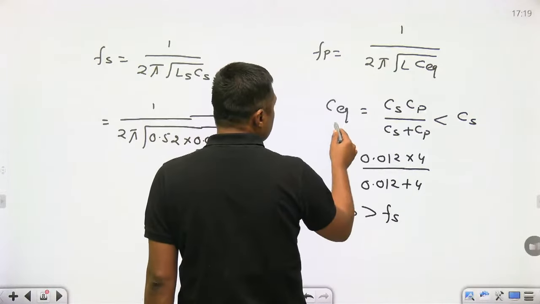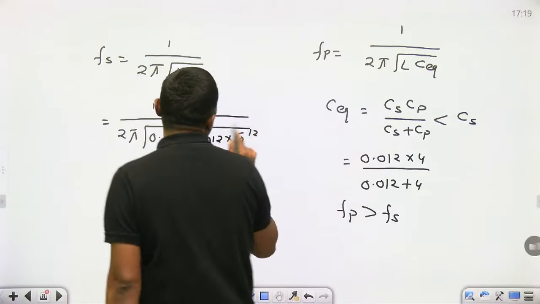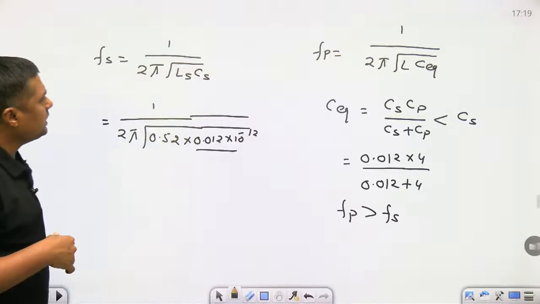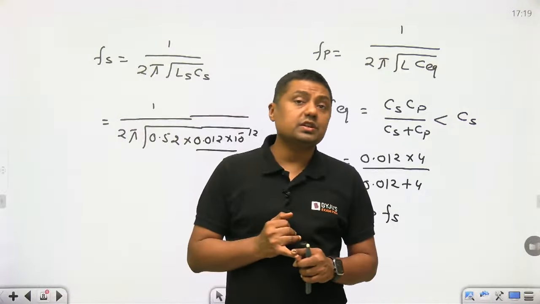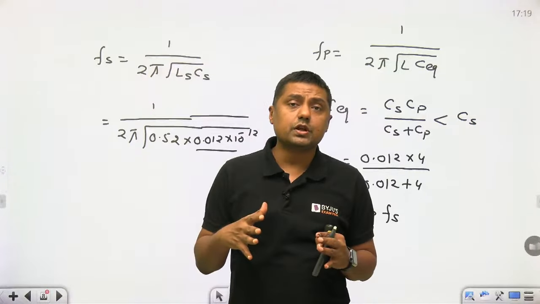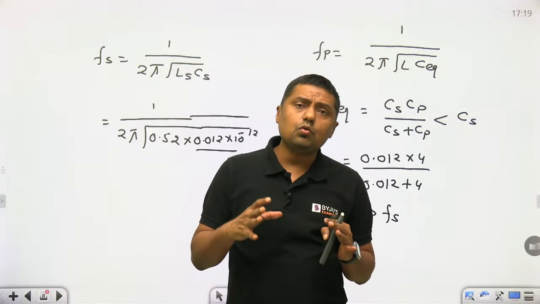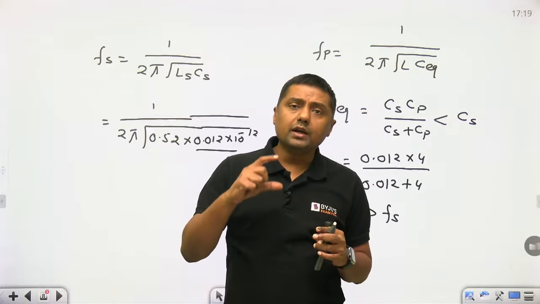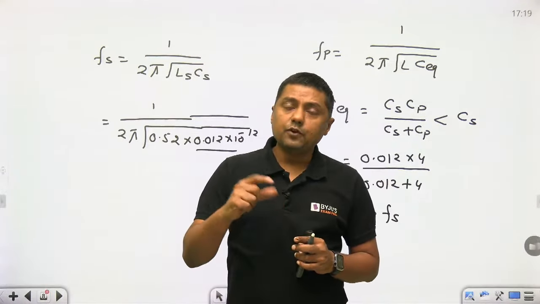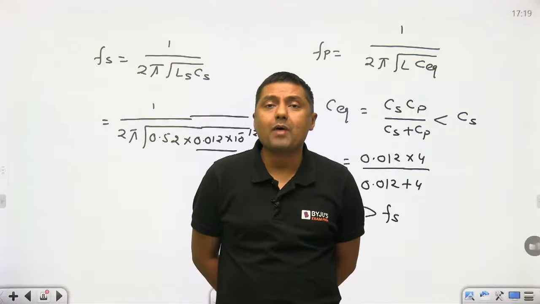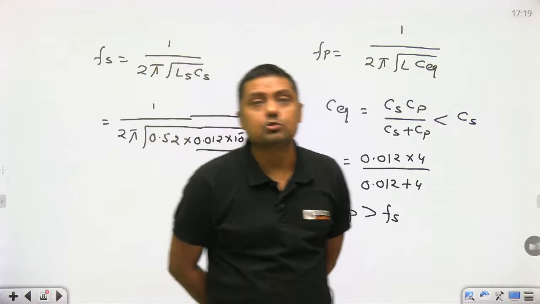FP is greater than FS, because C equivalent is less than CS and it is in the denominator. So in case of a crystal oscillator, we are having the series resonance. What is the meaning of the series resonance? The frequency where we are getting minimum impedance, and the frequency where we are getting maximum impedance is called the parallel resonance frequency.